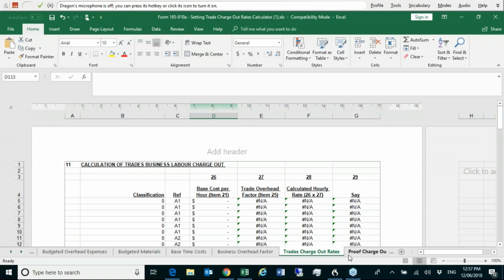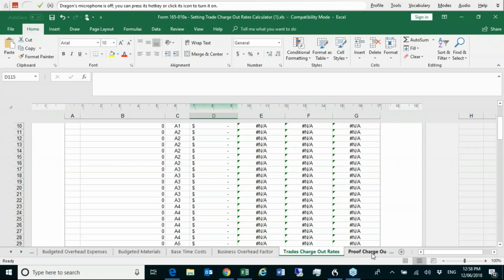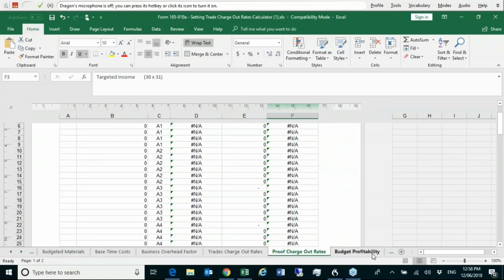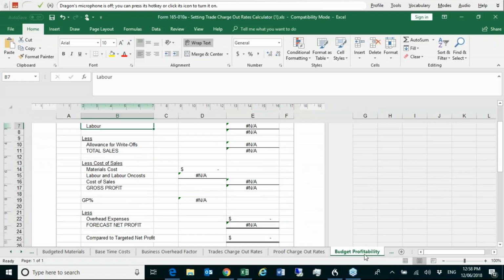The working hours are the same as we've got in the system. The productivity percentage is the same. The payroll cost is the same. The overhead expense is the same. The markup that's been occurred is the same, so that we can then determine charge out rates. There will be a proof calculation, and then we've got a budgeted profitability, where everything should come back to the business achieving approximately the targeted figure.